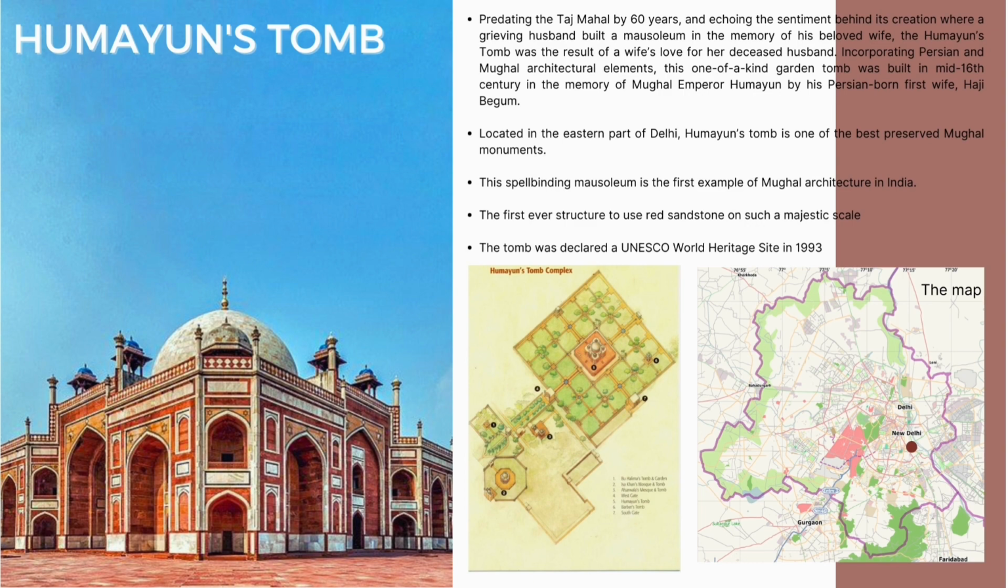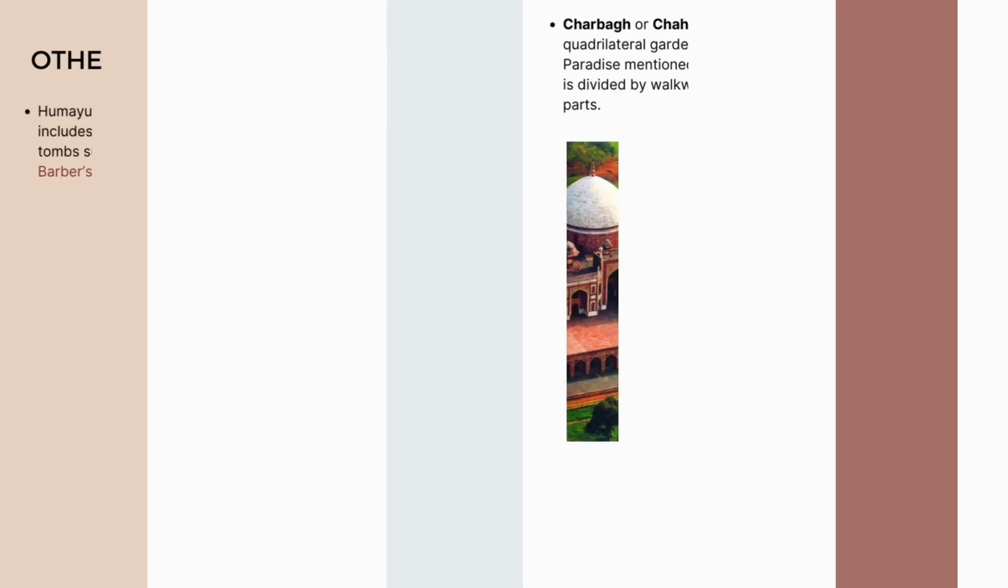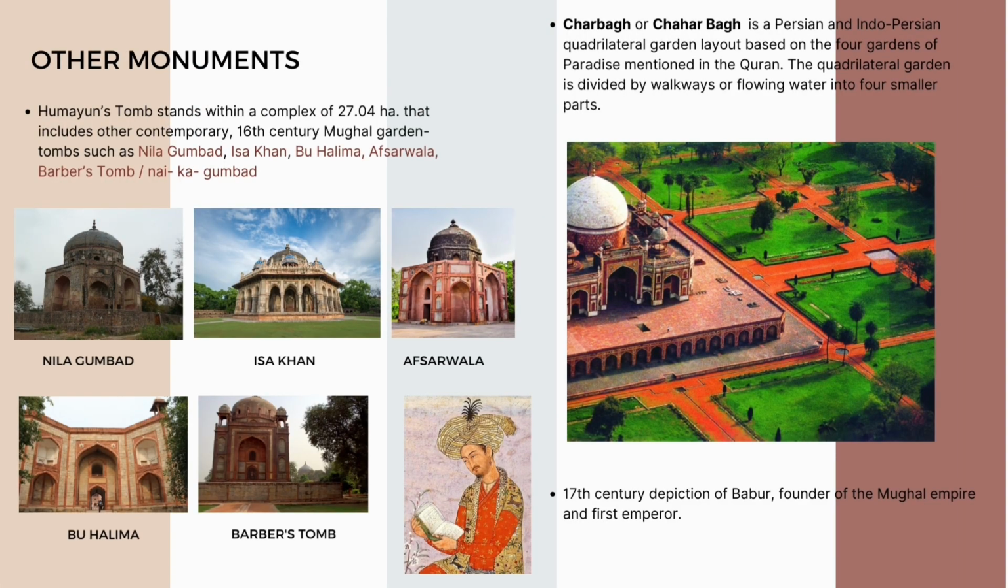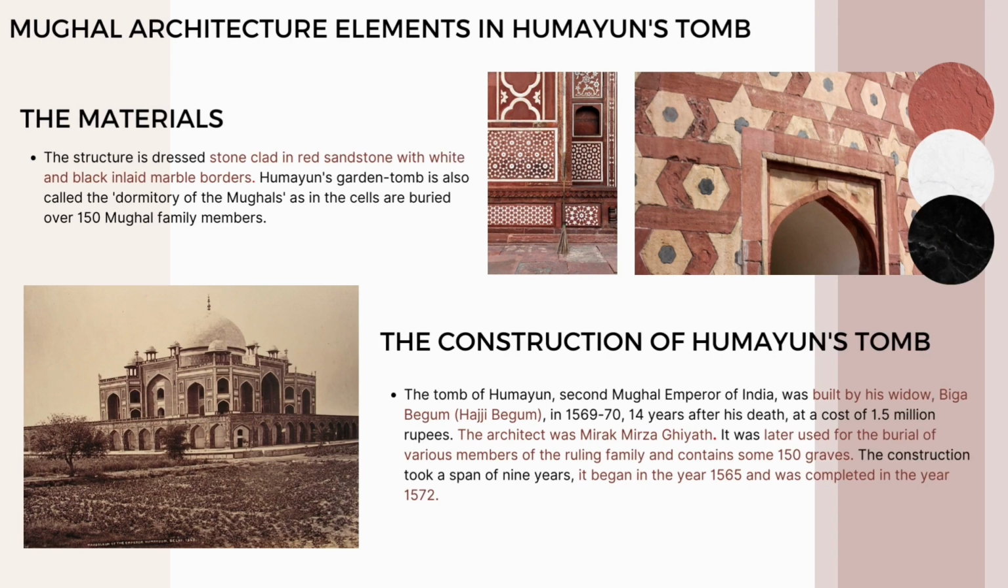Humayun's tomb, predating the Taj Mahal by 60 years and occurring in centuries beyond its creation, where a grieving husband built a mausoleum in the memory of his beloved wife. Other monuments in the complex. Humayun's tomb stands within a complex of 27.04 hectares that includes other contemporary 16th century Mughal garden tombs such as Nila Gumbad, Isa Khan, Bu Halima, Afsarwala, Babur's tomb, also known as Nila Gumbad, and these are the pictures of the monuments. Mughal architecture elements in Humayun's tomb.